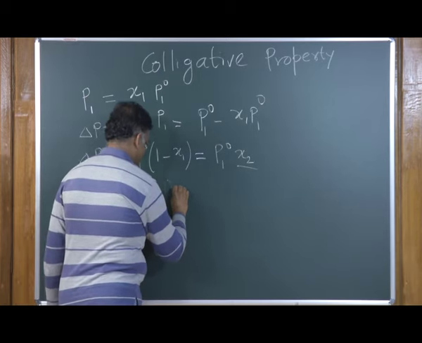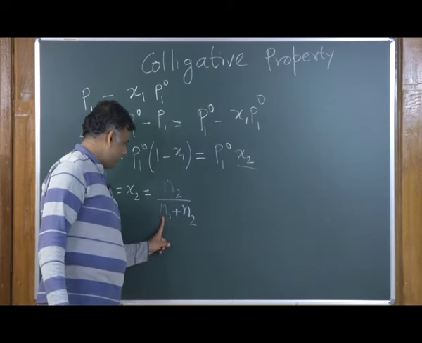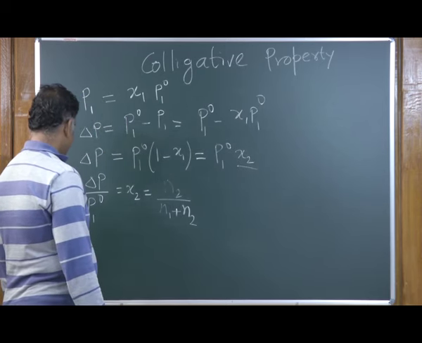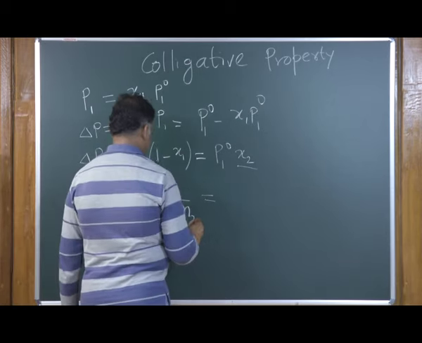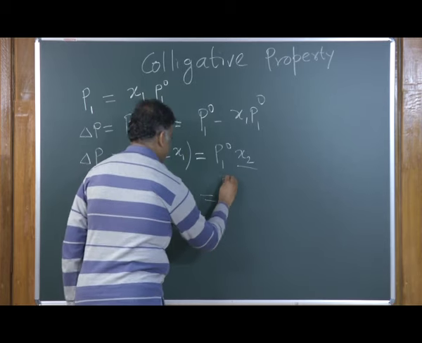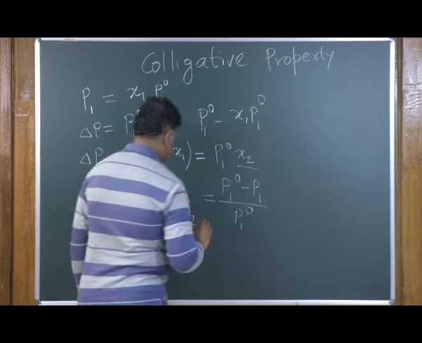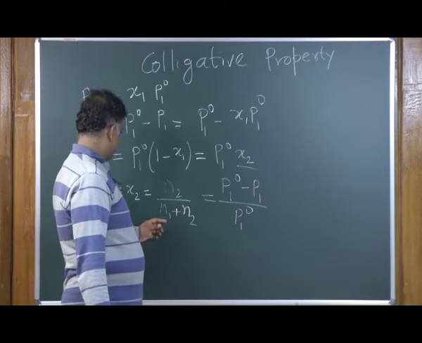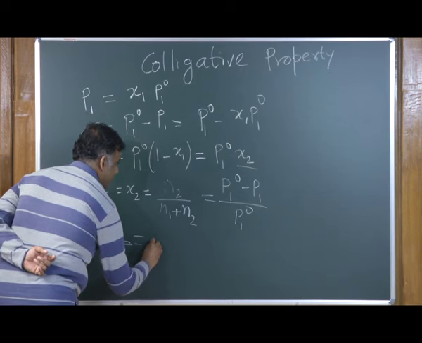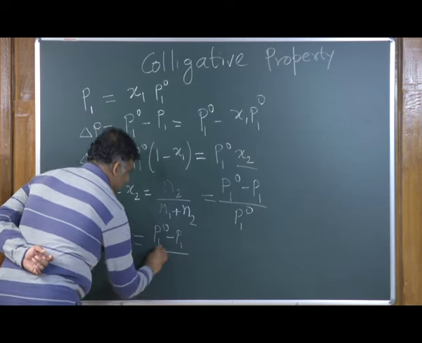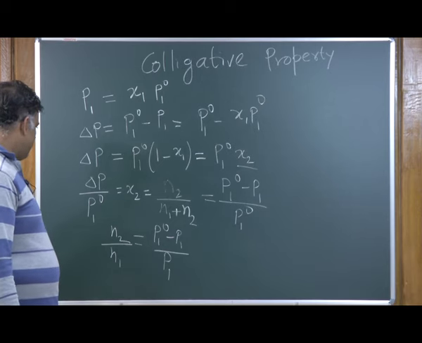And this x2 can be written as we have already learned, the moles of solute divided by total number of moles present in solution, that is moles of solvent plus moles of solute. Then we can also write this whole equation as delta P, which we have defined up here, P1⁰ minus P1 divided by P1⁰. And subtracting the denominator from numerator, we are going to get n2 divided by n1 equal to P1⁰ minus P1 divided by P1. And this equation can be used to determine the molecular weight of unknown solute.